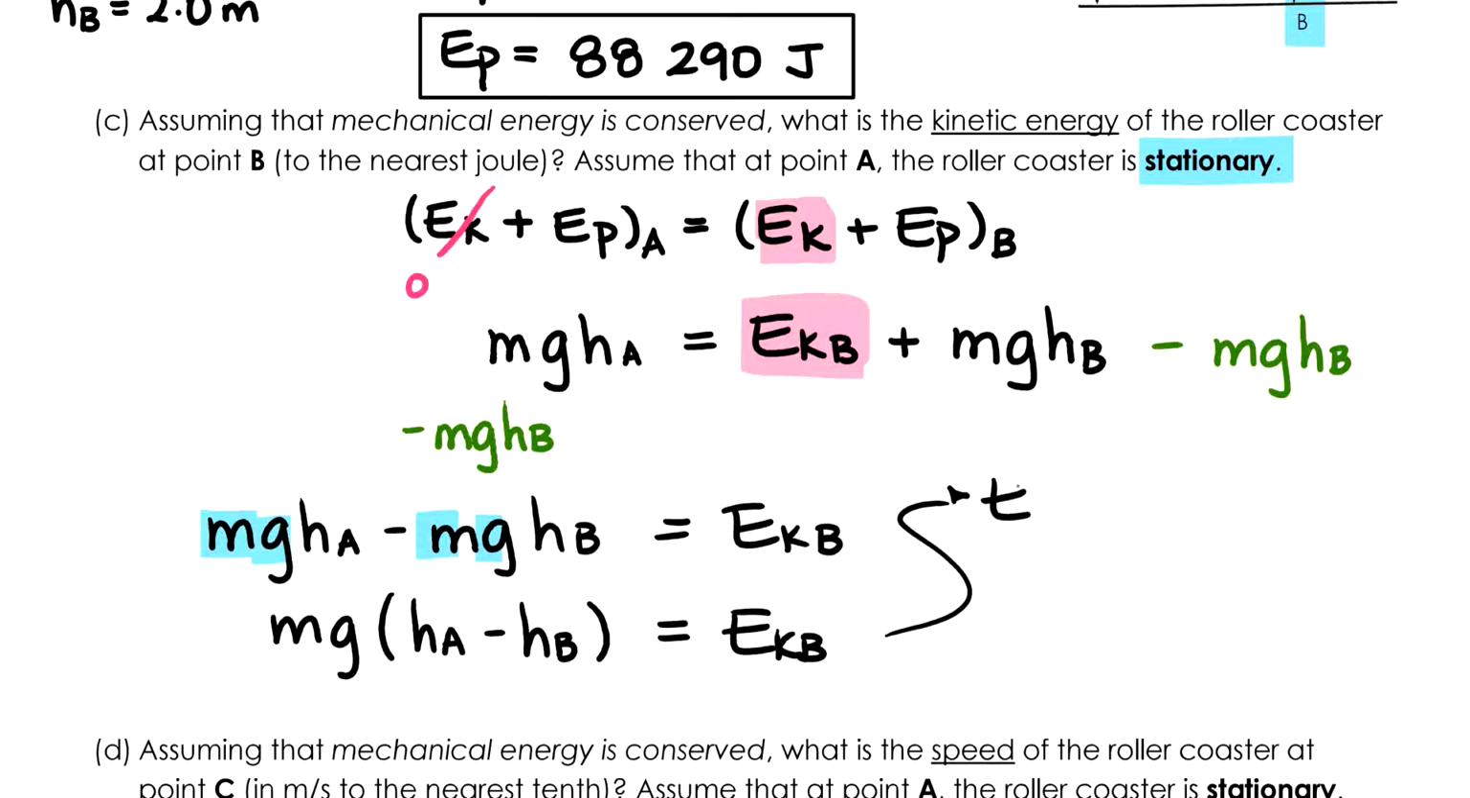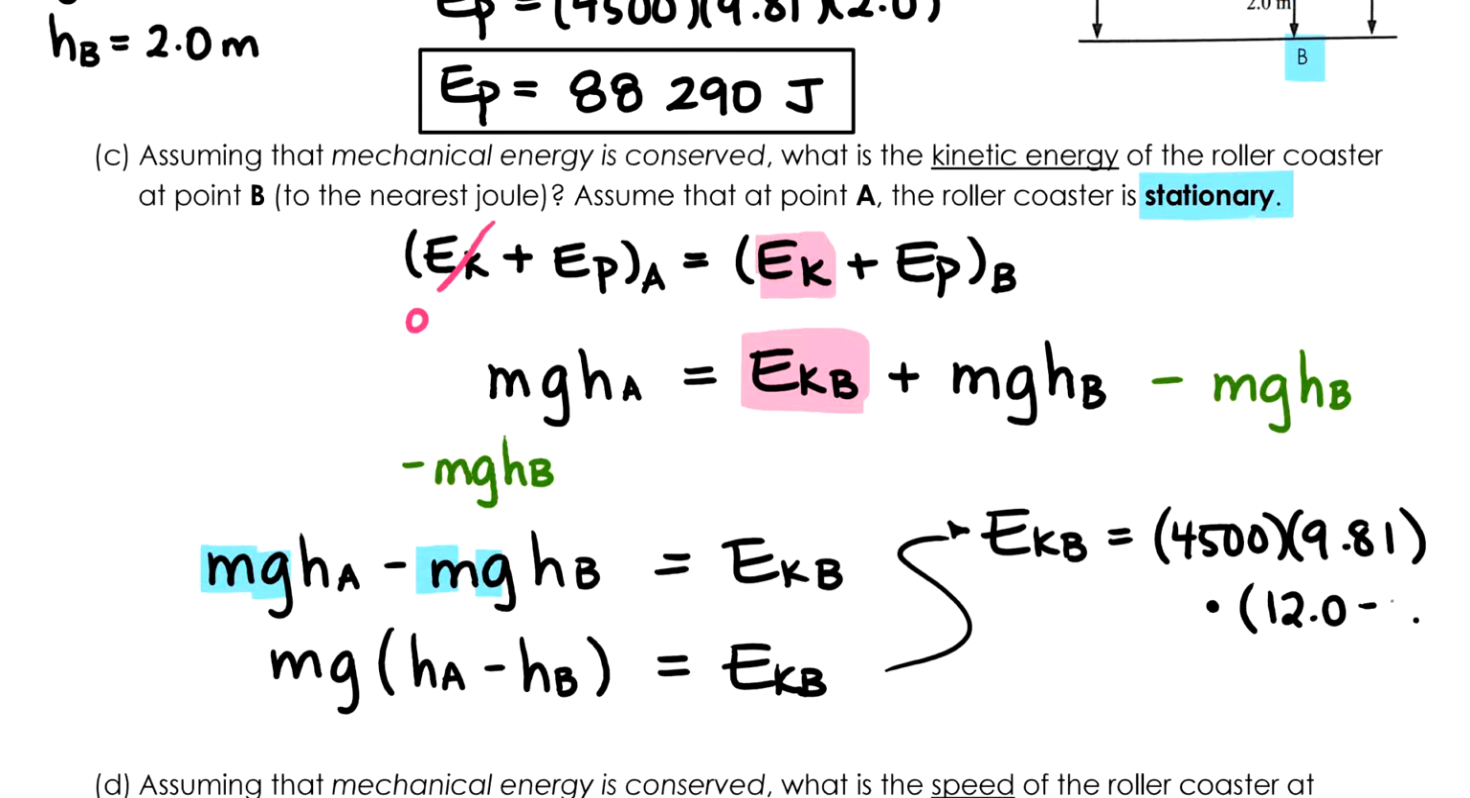Okay, let's substitute known values. EKB equals mass, 4,500 kilograms, times gravity, 9.81 meters per second squared, times HA minus HB, 12 meters minus 2 meters. So EKB equals 441,450 joules.